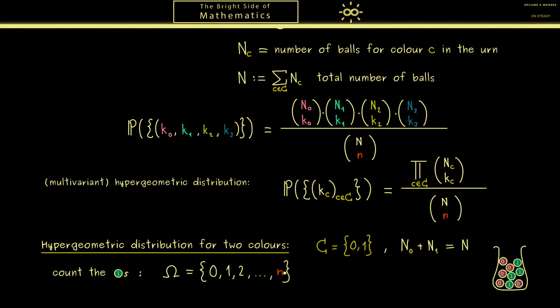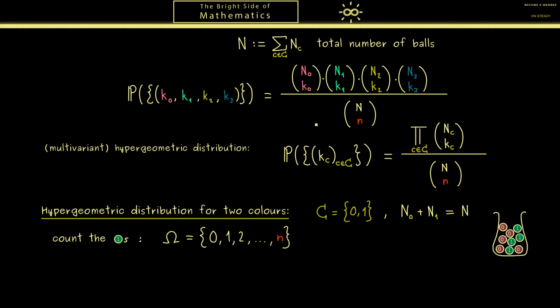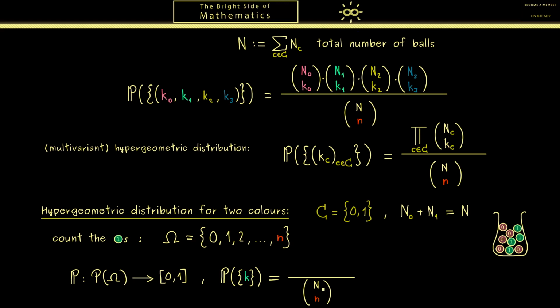And then of course we can also simplify the probability mass function. So let's look at P of the singleton k and copy what we already know. Which means we have N choose n in the denominator, and in the numerator we have two factors. Now here k1 is simply our k, and k0 is n minus k. And also we don't have to write capital N0 here, because we can use capital N minus capital N1. And there we have it. This is the compact formulation for the hypergeometric distribution when we only have two kinds of balls.